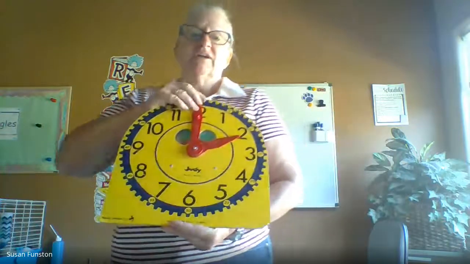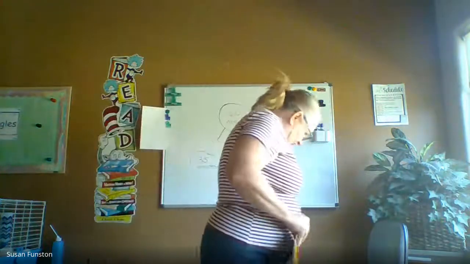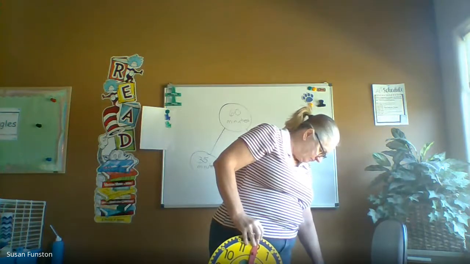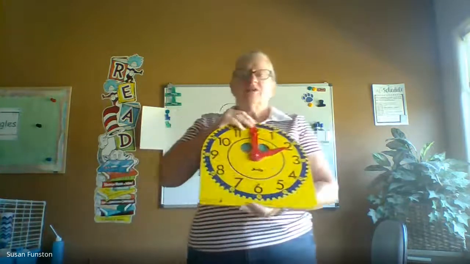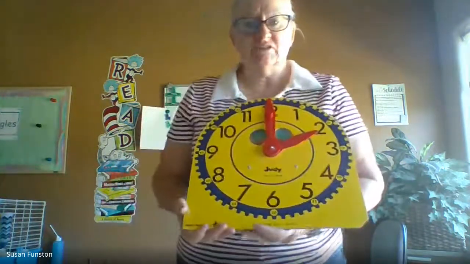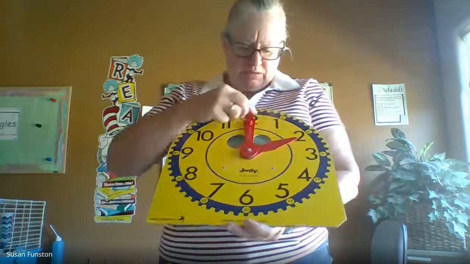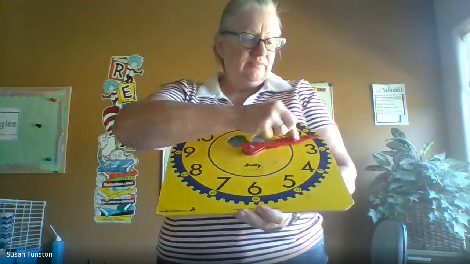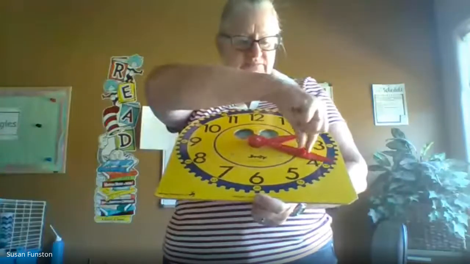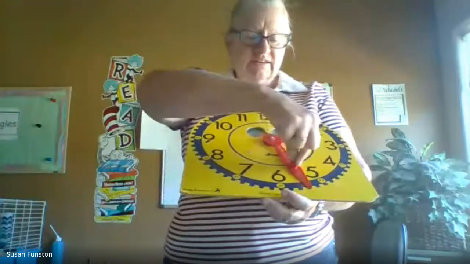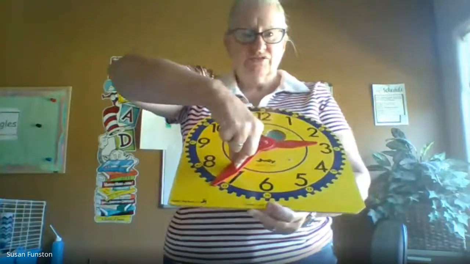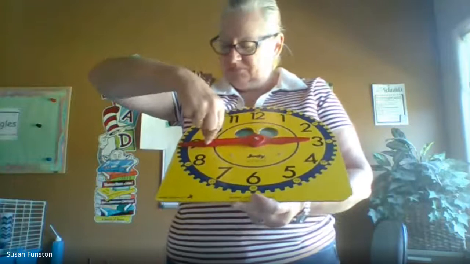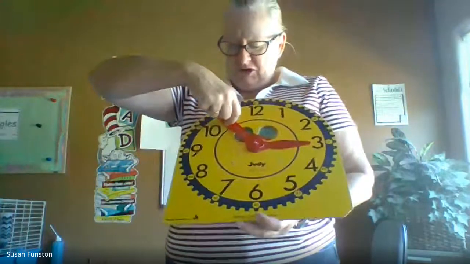So 1 hour divided into 3-minute intervals. Okay, what if we wanted to count by nines? Could we do that? Sure we can. Okay, so let's go to 9, 18, 27, 36, 45, 54.